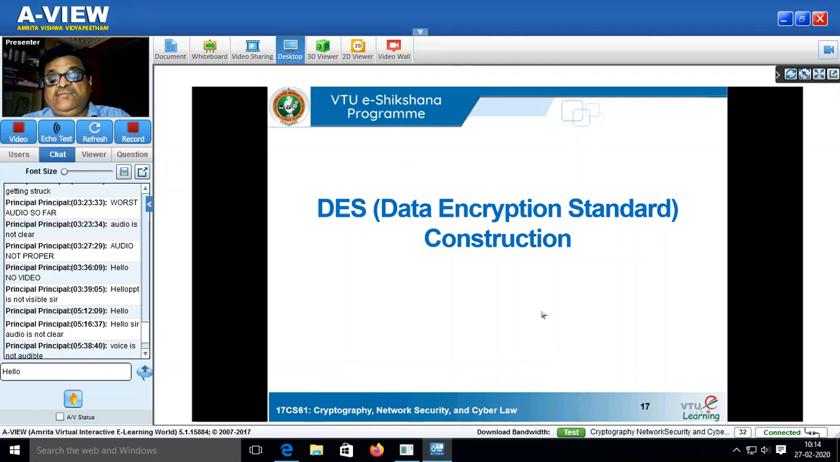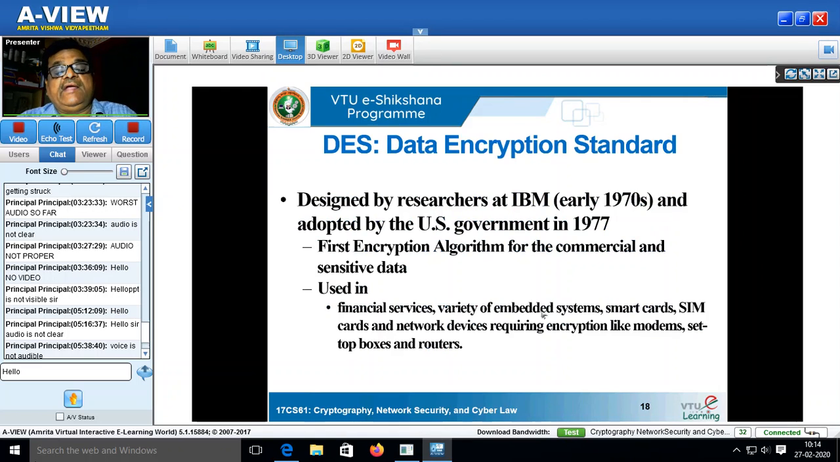For this purpose, we have to depend upon the Data Encryption Standard. The DES, or Data Encryption Standard, was designed by researchers at IBM in the early 1970s and adopted by the US government in 1977. This is the first encryption algorithm.